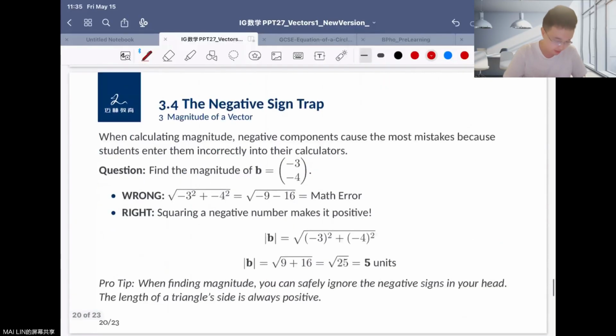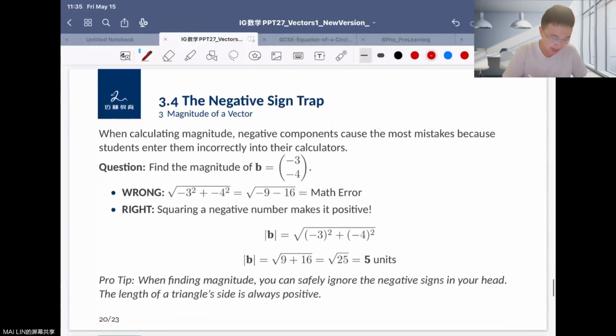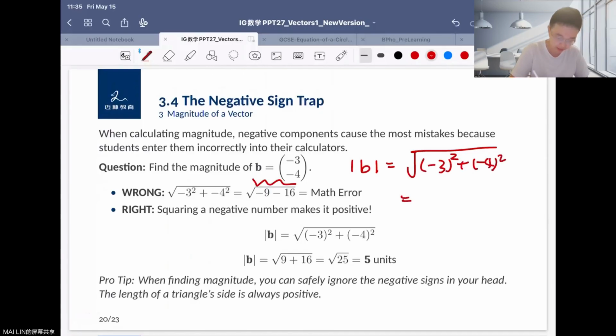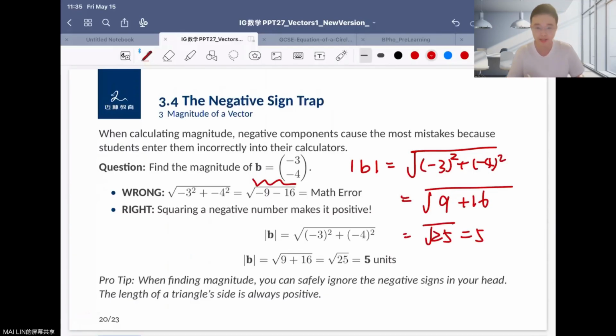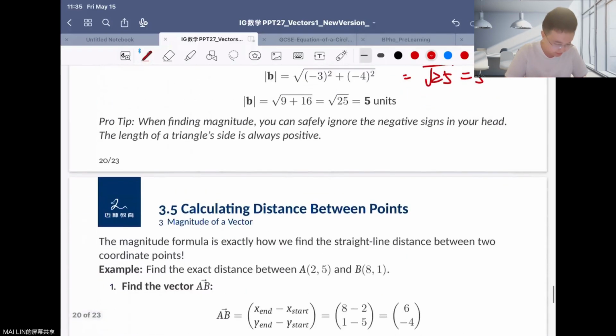And here we have a negative sign trap. Maybe for b, the vector equals (-3, 4). We can say the magnitude of b equals the square root of negative 3 squared plus 4 squared. So we can write that as 9 plus 16, equals the square root of 25, equals 5 units. That is the magnitude of a vector.